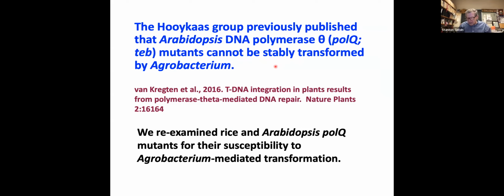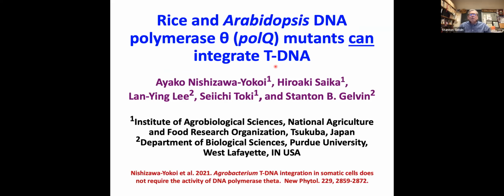So at about this time, my wife and I went to Seiichi Toki's laboratory in Japan, and they've been working on a lot of DNA repair mutants in rice. We worked with Ayako Nishizawa-Yokoi and Hiroaki Saika in Seiichi Toki's lab, and Lan-Ying is my wife. She's the lead scientist in our laboratory. We went to his lab, and we found all these DNA repair mutants in rice that they had made, and we asked them, had you ever tested these mutants for transformation? And they said no. So that's what we did.